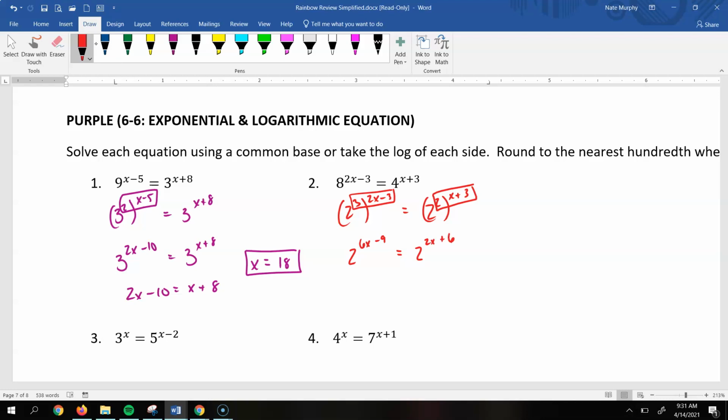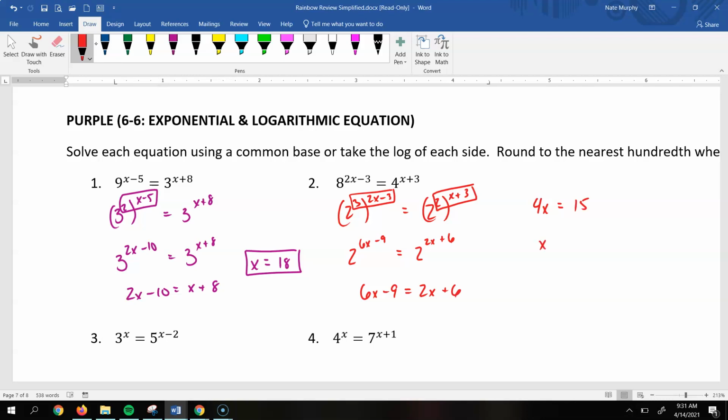So again, we're trying to figure out what x would have to be for these two sides to be equal. The bases are already equal, so let's just focus on the exponents. The 6x minus 9 equaling the 2x plus 6. So I'm going to subtract 2x from both sides. So now I would have 4x on the left. Then I'm going to add 9 to both sides to get 15 on the right.